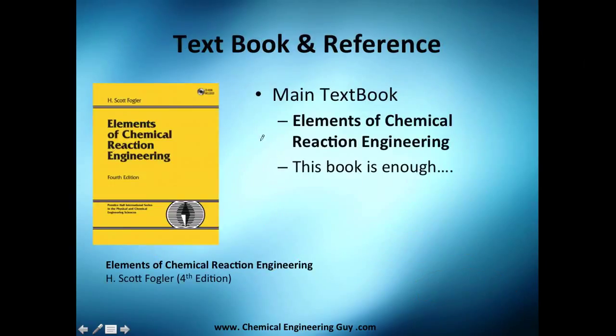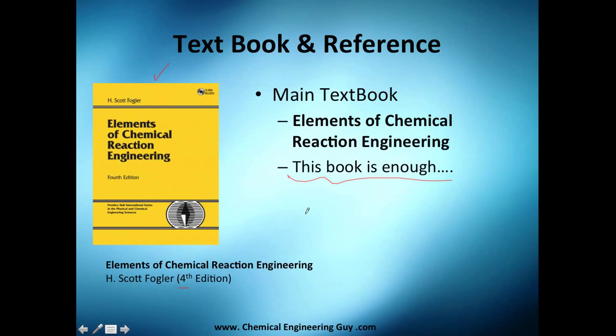Good, now we are in the textbook and reference part. I took this book when I was studying at university. I checked some forums and some other places, and I think other people, or universities, use other books. We're going to see them. But essentially, the course is based on this book. It's the 4th edition, written by Scott Fogler, and the name of the book is Elements of Chemical Reaction Engineering. So essentially, it's about reactor engineering. As I put here, this book is enough, so you don't need to buy another one.